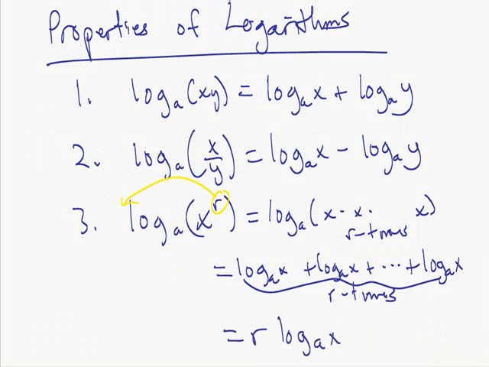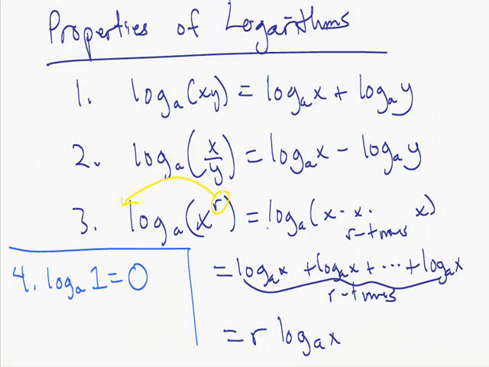And I'm going to squeeze in an additional property here that, I think, is pretty obvious, but it's worth mentioning. The log base a of 1. Well, what's that going to be? That's always going to be 0. No matter what our base is, the log of 1 is always going to be 0.